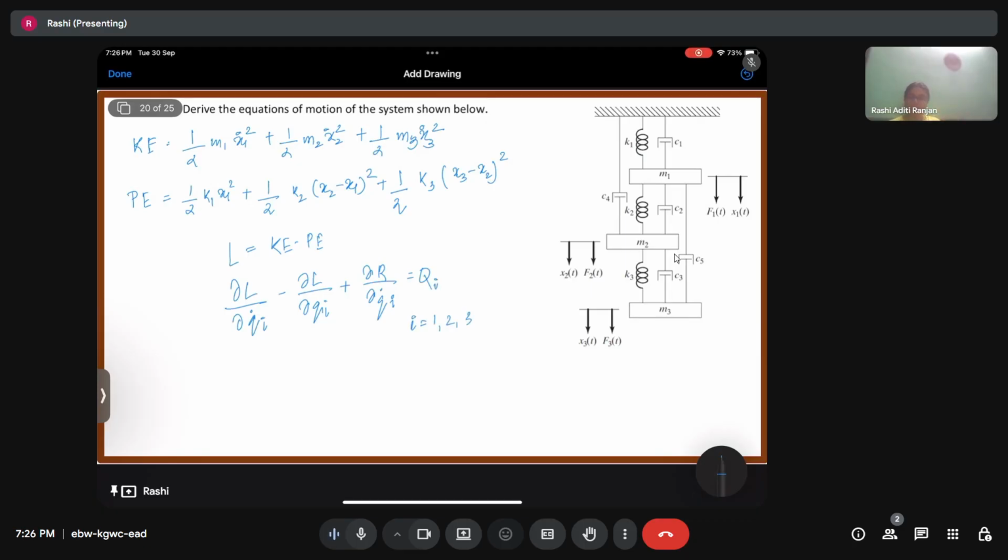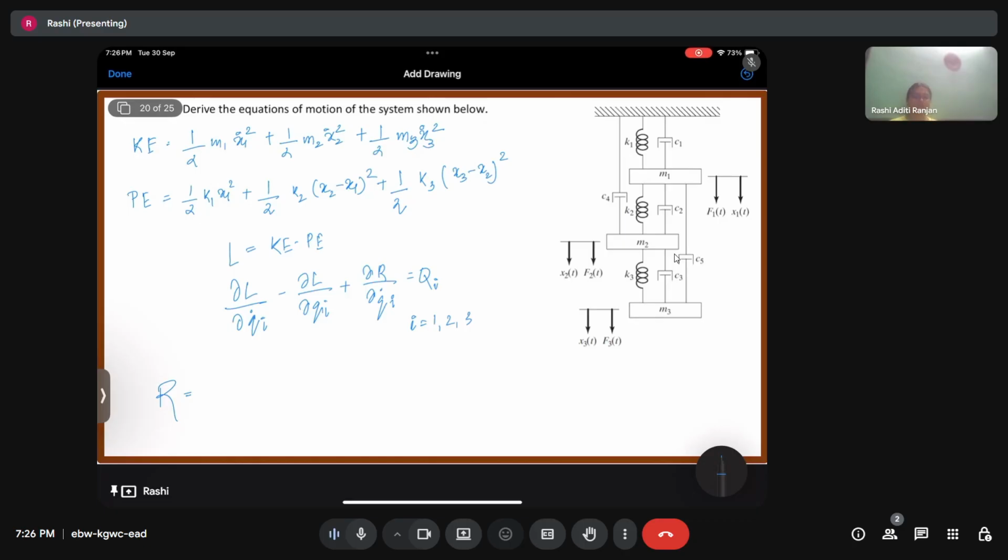So kinetic energy we have already evaluated, potential energy we have already evaluated. We have to just evaluate the third thing, which is the Rayleigh dissipative potential. In general it is defined as half C x dot square, similar to kinetic energy. But in this case, we have multiple dashpots, a total of 5. I said spring, I'm really sorry, it should be dashpot. The Rayleigh dissipative potential will depend upon the dashpots.